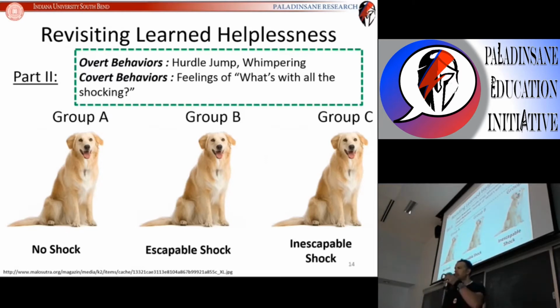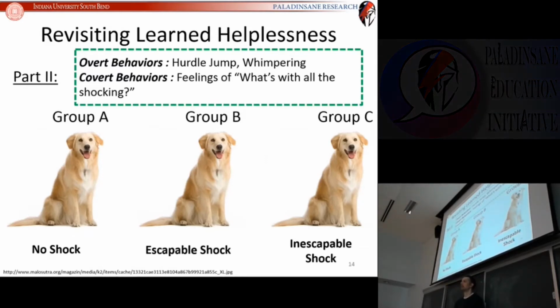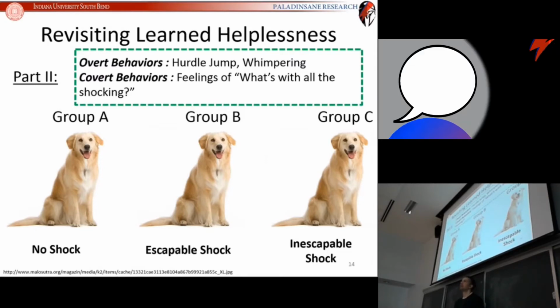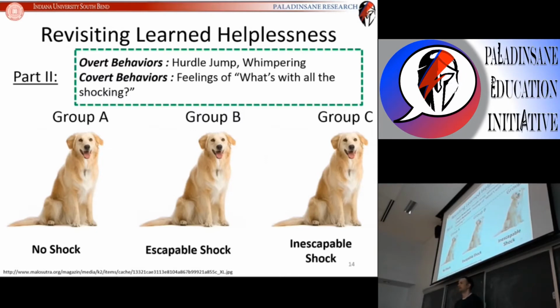So would an outcome of the inescapable shock be like their adaptation to the shock? Like they got used to it, so they stayed there instead of jumping? I don't know if you can see them not move, but you can't see their feelings, like a covert behavior inside. So their adaptation to it would be a covert behavior. Their ability to put up with it inside would be a covert behavior.